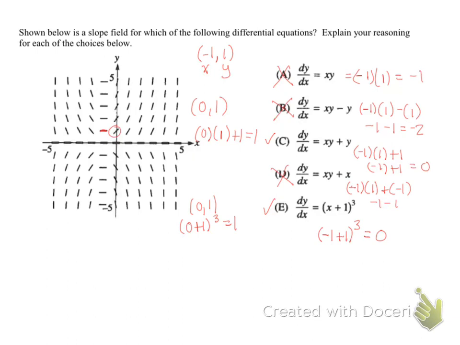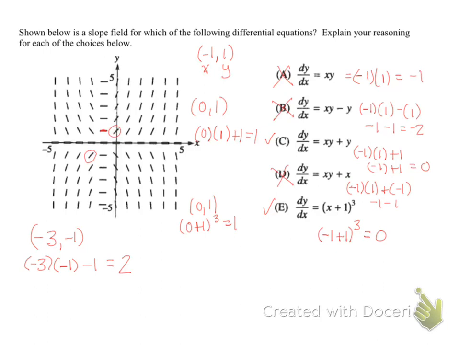Let's try another point. Let's try this one here. It's kind of an odd one. I think that's negative 3, negative 1, and that looks like a slope of positive 1. So if I plug it into C, I get negative 3 times negative 1 minus 1. Negative 3 times negative 1 is positive 3, minus 1 is positive 2.